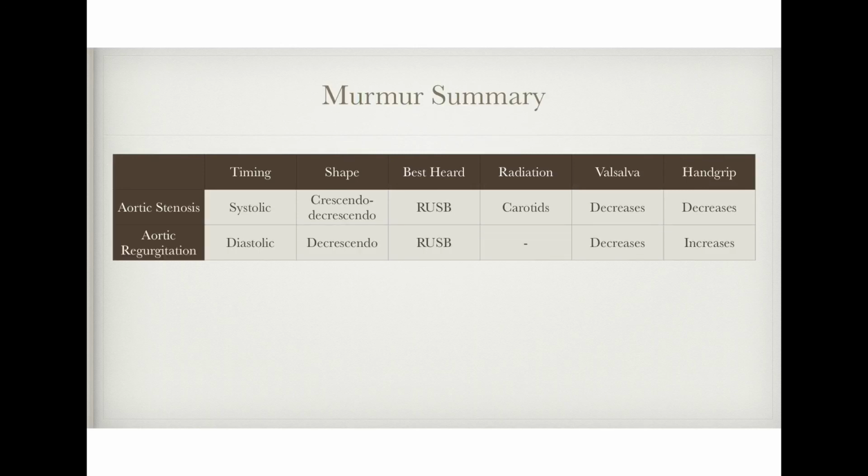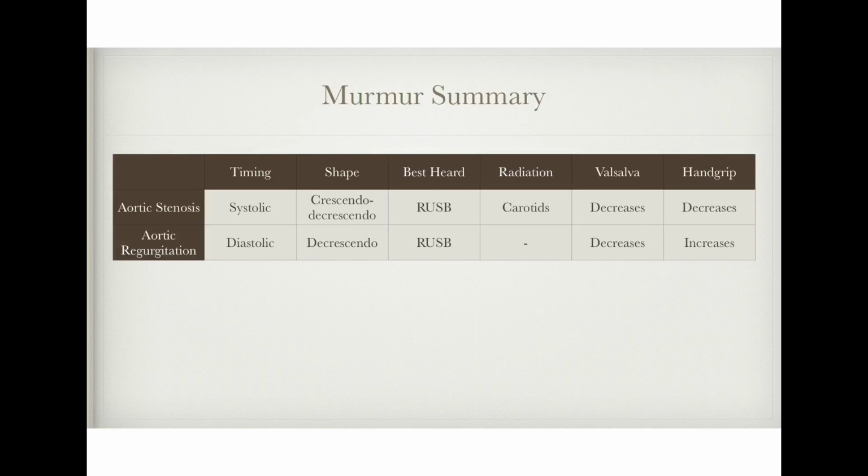Aortic regurgitation is a diastolic decrescendo murmur, again best heard at the right upper sternal border without radiation. Valsalva would also decrease the murmur of aortic regurgitation, as decreased left ventricular preload means that less blood is pumped out forward into the aorta to be regurgitated back.